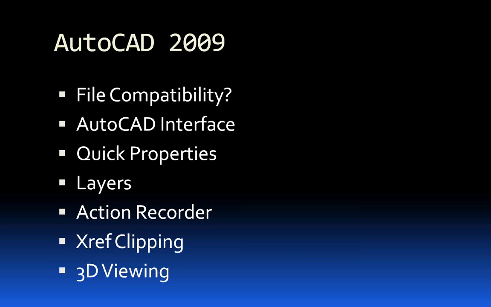All right. For the demo today, I'm going to show you the new AutoCAD 2009 interface. Some of the commands we'll look at. There's a new functionality called Quick Properties we'll touch on. We'll show you some of the new functionality for layers. A tool called Action Recorder, which is great for people who want to customize and automate, but they don't know how to write Lisp routines or script files. We'll take a quick look at some new functionality for external reference clipping, and then we'll finish up today with some of the 3D viewing tools in 2009.